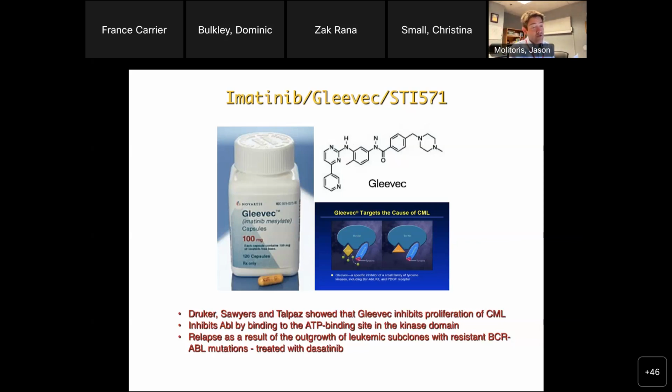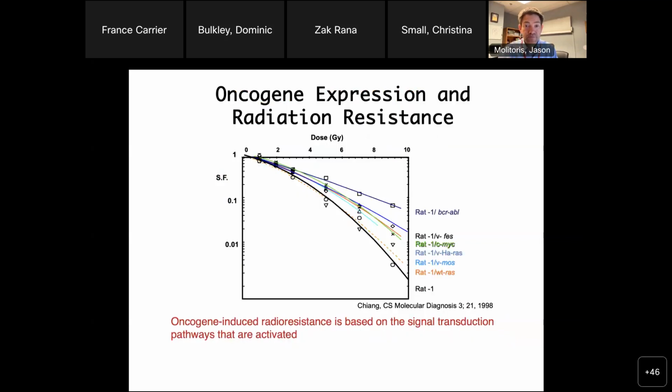So regorafenib, there's all kinds of these medications that are used: colorectal cancer, renal cancers, along with the lymphomas where they were kind of initially developed. So very, very important class of medicines. Again, these are all kind of inhibiting these tyrosine kinases, just like Gleevec and the ABL protein.